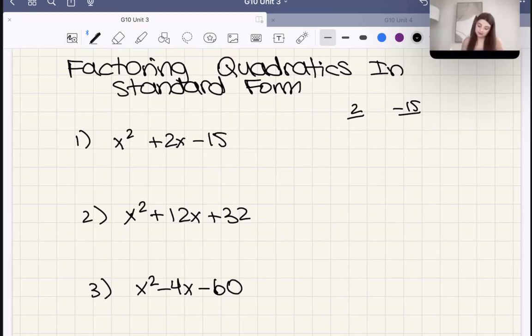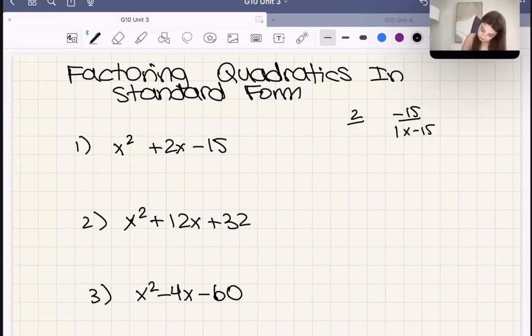So let's do that. I'm going to write out the options. 1 times negative 15, negative 1 times 15, negative 3 times 5, and 3 times negative 5. So there's actually only 4 multiplication equations I could even come up with. Which ones of these would add up to 2? Well, 1 minus 15 would be negative 14, so no. Negative 1 plus 15 is 14, so no. Negative 3 plus 5. Well, there we go. That is 2. And so that's our answer.